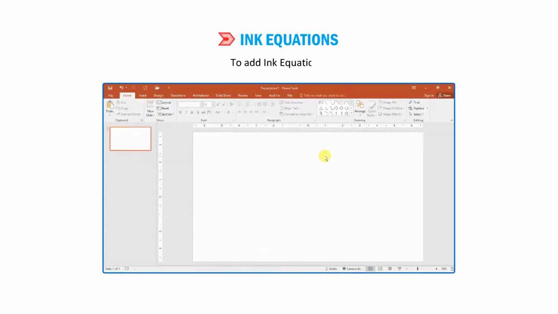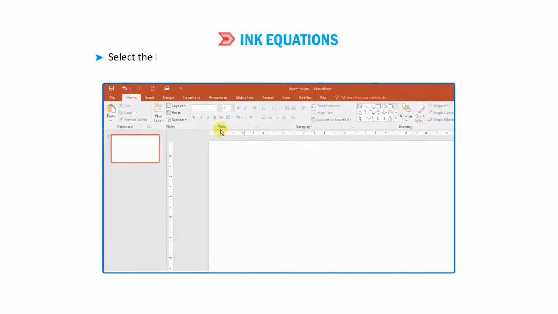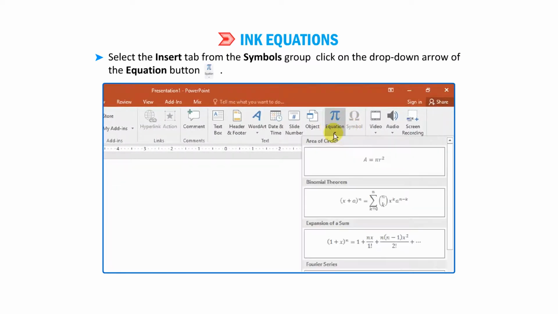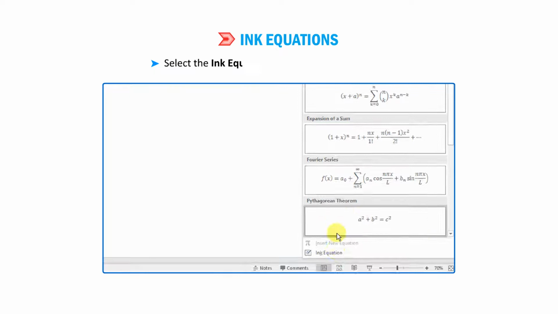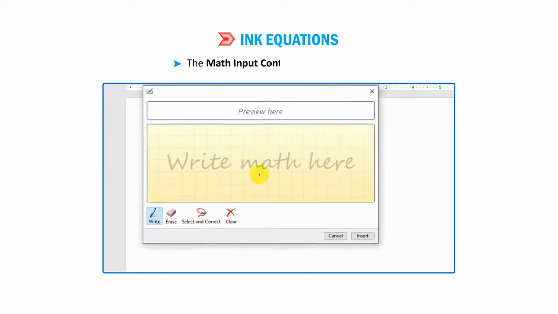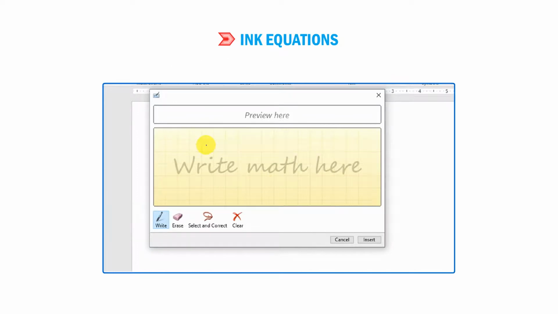To add ink equations, select the Insert tab from the Symbols group. Click on the drop-down arrow of the Equation button. Select the Ink Equation option from the displayed list. The Math Input Control dialog box appears. Bring the mouse pointer on the light yellow colored grid area. A small black dot appears. It is a cursor from where you can start writing the equation.